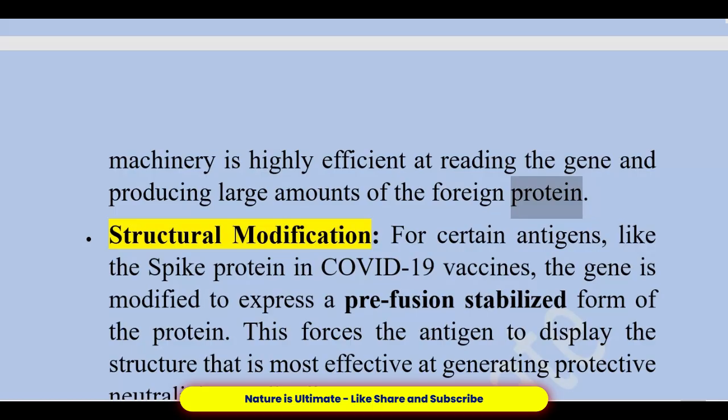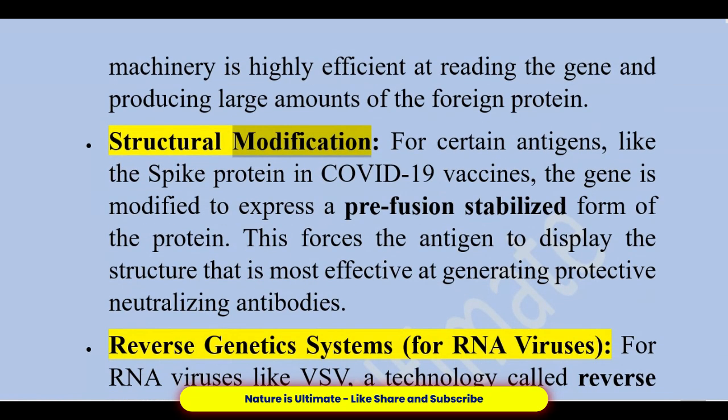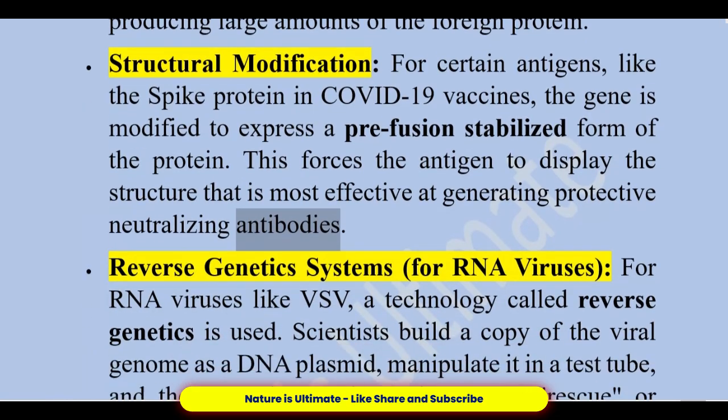protein. Structural modification. For certain antigens, like the spike protein in COVID-19 vaccines, the gene is modified to express a pre-fusion stabilized form of the protein. This forces the antigen to display the structure that is most effective at generating protective neutralizing antibodies.